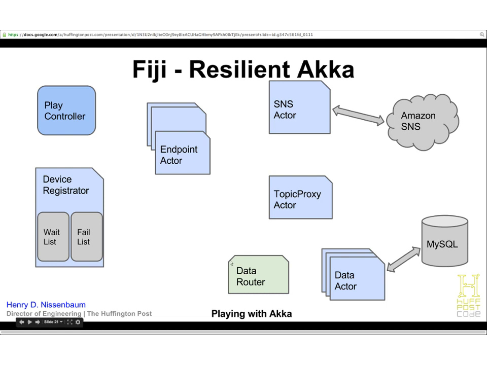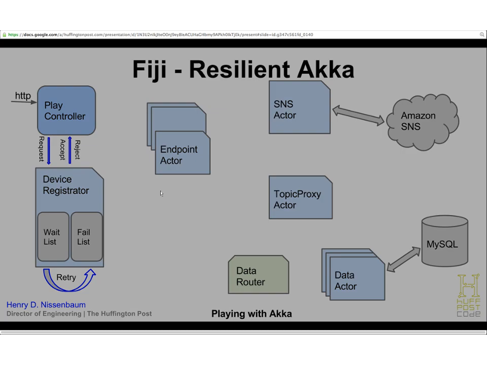We won't go through all those details, but we will go through some idea of what's happening. The key to this is the endpoint actor, which we're going to go through in some detail, to give you a sense of a much more complicated actor. So what happens: one of our mobile applications makes a request, which comes in by HTTP to the play controller. The play controller sends a request message to the device registrator. Now, the device registrator can either accept or reject the request. In either case, the response is very, very fast, because we want to get back to the client right away and let them go on their way.